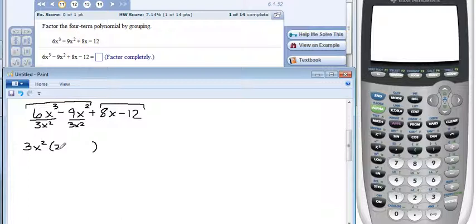6 divided by 3 is 2. X cubed divided by x squared is x. Negative 9 divided by 3 is a negative 3. And the x squareds are gone.